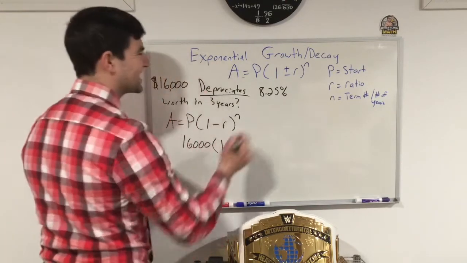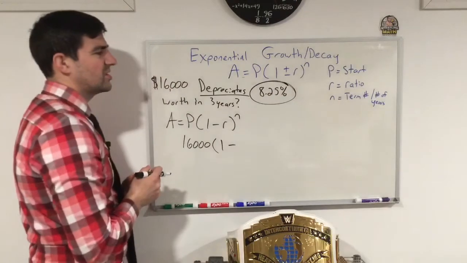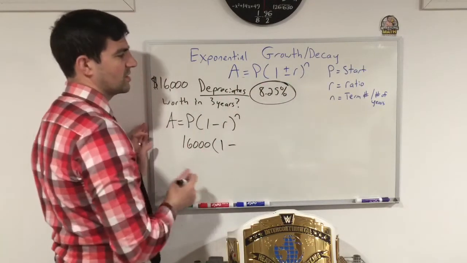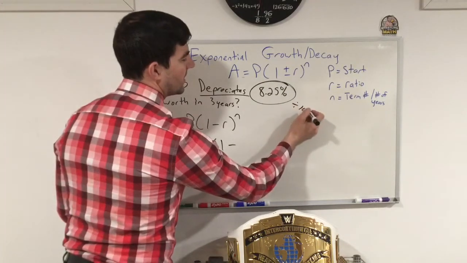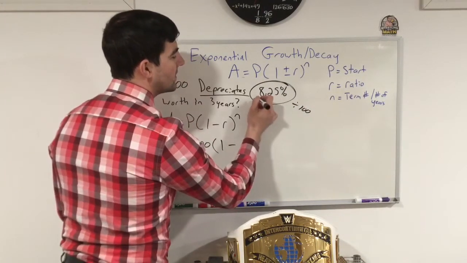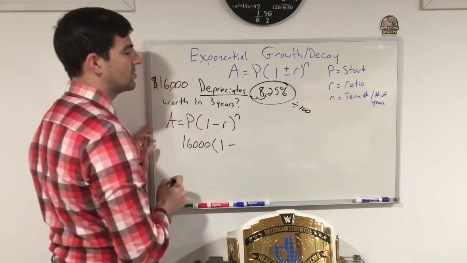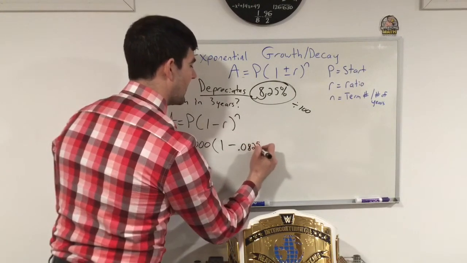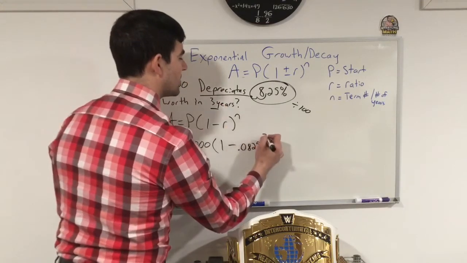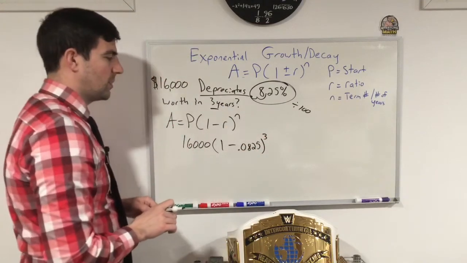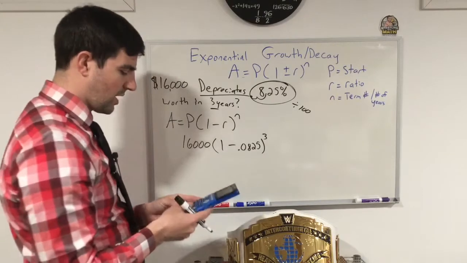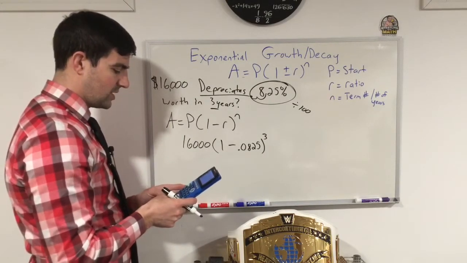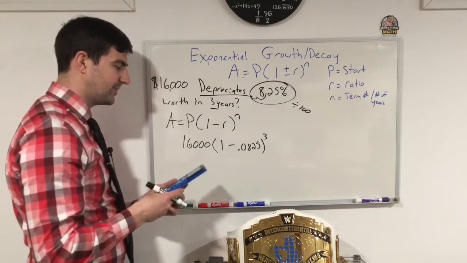1 minus, I need to turn this percentage into a decimal, and some people will say, well, it's already a decimal. Well, nope, the percentage sign is still there. So the 2 ways, again, divide by 100, or you can move the decimal point to the left 2 spots. So 0.0825, and this was 3 years, so I'm going to plug that in. Again, go right to your calculator, 16,000 times 1 minus 0.0825 raised to the 3.